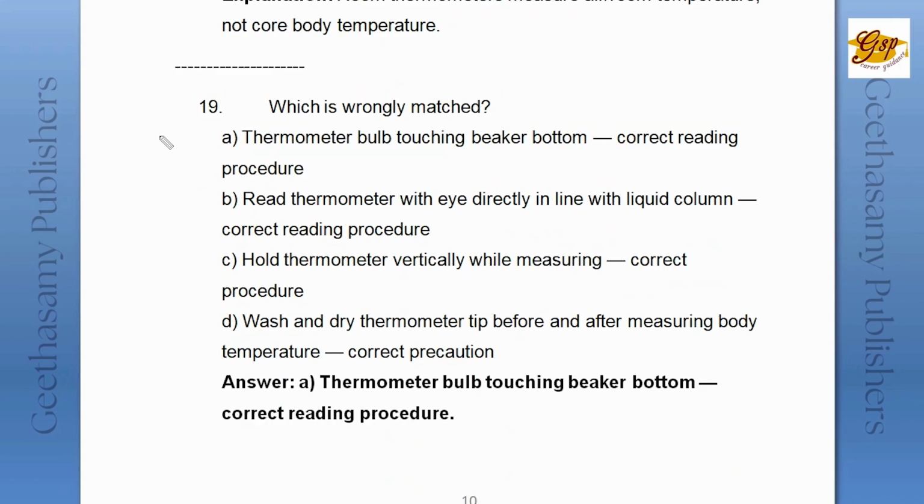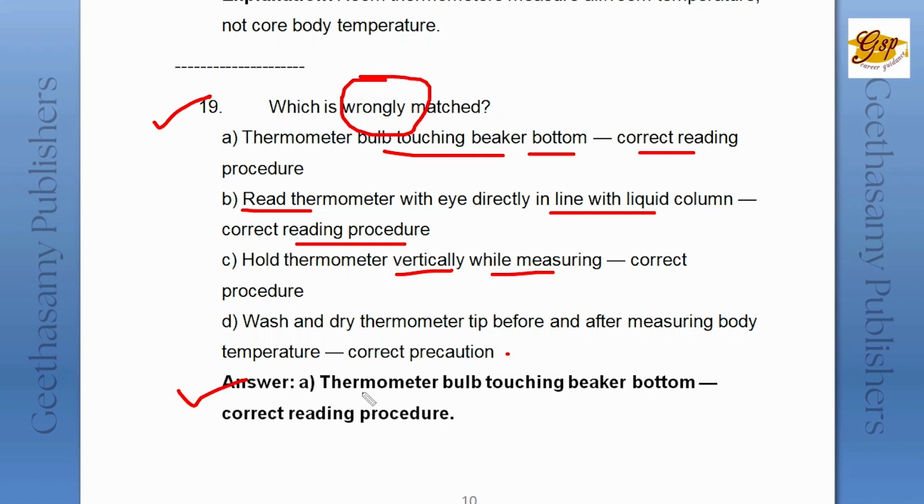19th question, which is wrongly matched? Thermometer bulb touching beaker bottom, correct reading procedure. Thermometer with eye directly in line with the liquid column, correct reading procedure. Hold thermometer vertically while measuring, correct procedure. Wash and dry thermometer tip before and after measuring the body temperature, correct. It is the wrong one.